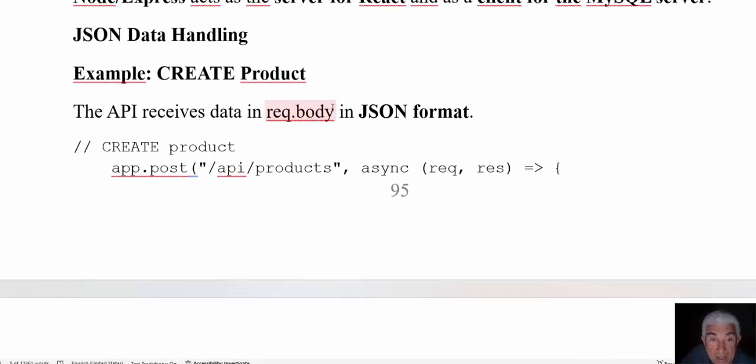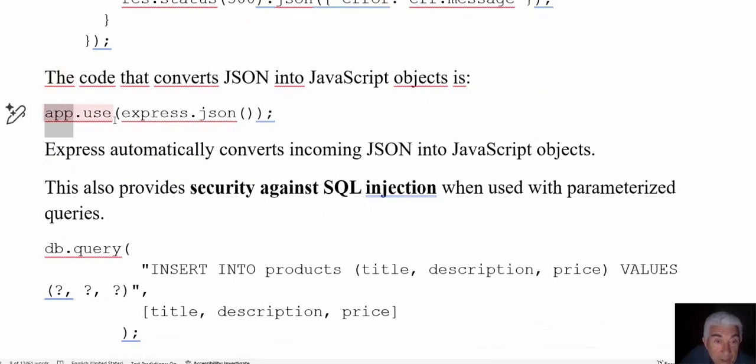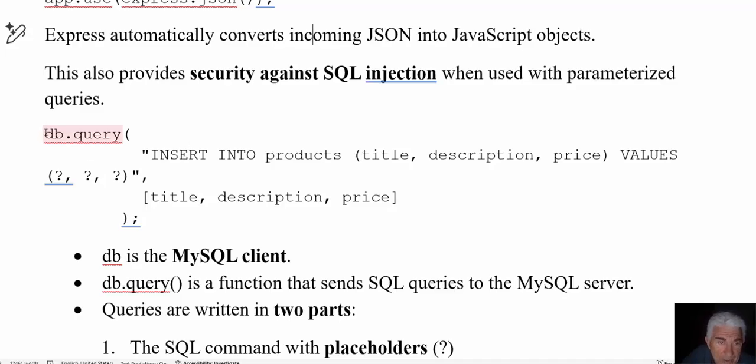and it happened here. Express immediately and automatically converts the arriving JSON format to JavaScript format. Express automatically converts incoming JSON into a JavaScript object. This also provides security against SQL injection when used with a parameterized query. About this more later.